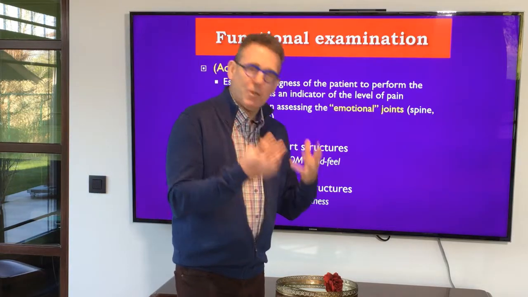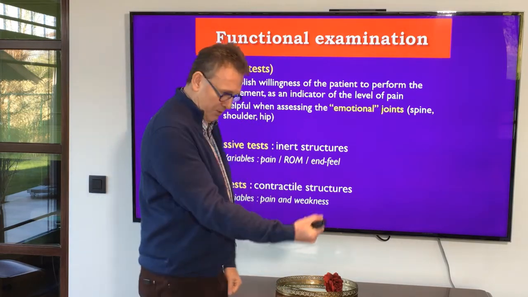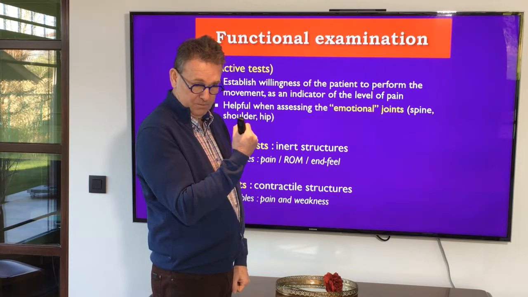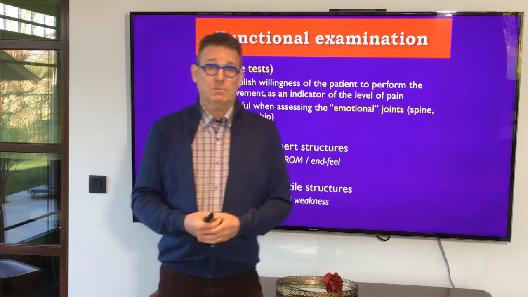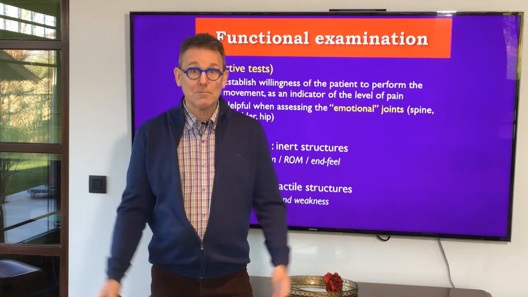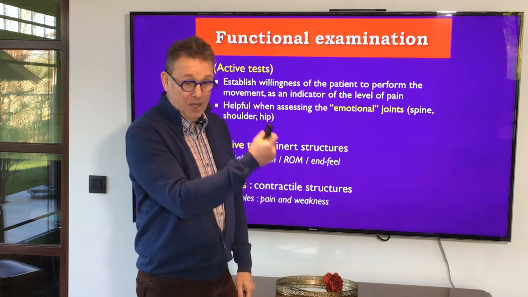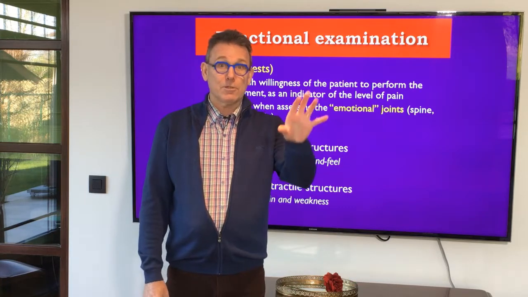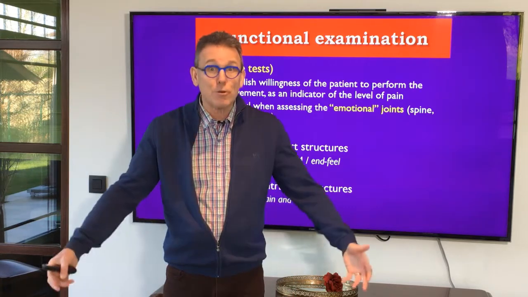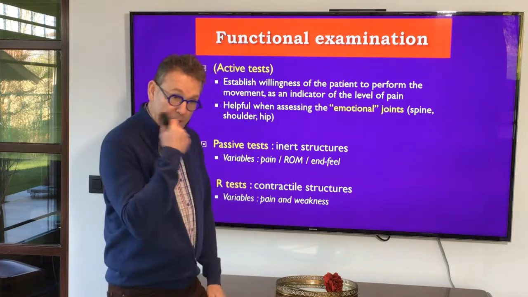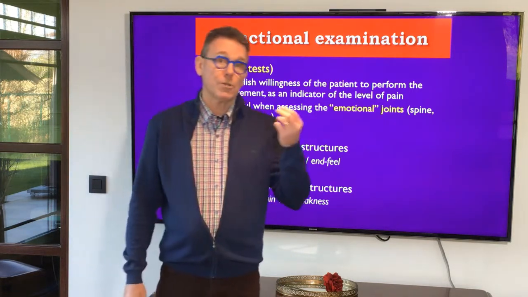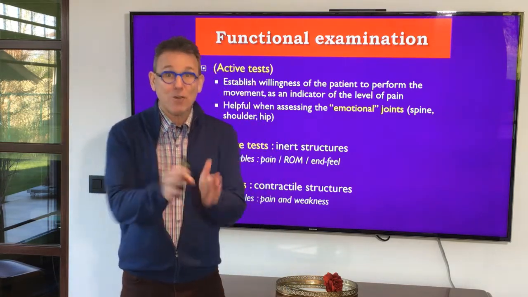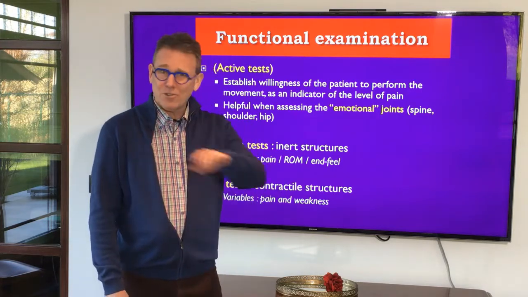Let's imagine the patient has an elbow problem, and I ask the patient, okay, flex your elbow. And then he says, ow. And he can't go any further. What do I do with this information? This is useless information, because if he has pain and limitation, I don't know where it's coming from. Is it coming from an inert problem? Is it coming from a contractile problem? I don't know. Because during an active movement, both inert structures and contractile structures are active. So I can't make a distinction. So this is just a waste of time.